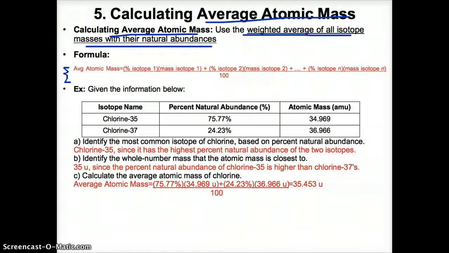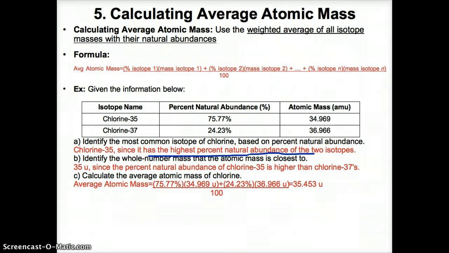All right, so let's try an example here. Here we have chlorine's 2 isotopes, chlorine-35 and chlorine-37. Chlorine-35's atomic mass is 34.969 u and percent abundance is 75.77. Chlorine-37's atomic mass is 36.966 u and percent abundance is 24.23. The most common isotope of chlorine using percent abundance is chlorine-35, since it has the highest percent abundance. Think of percent abundance as a measure of how common the isotope is in a selection of many naturally occurring isotopes.